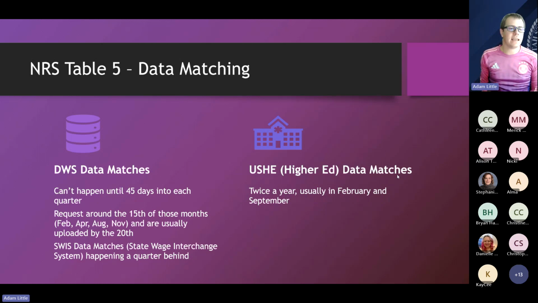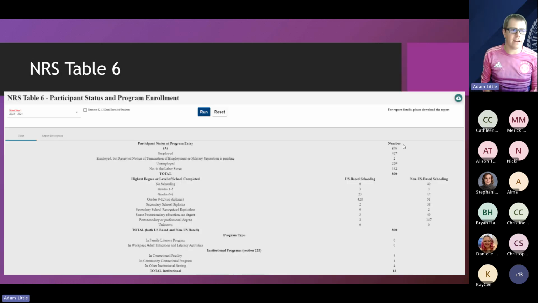I will be honest, table 5 is my most nightmarish report. It's the biggest report, the most detailed, the most confusing. So if you do have questions, I'm happy to help answer them. I have been dealing with NRS tables since I started, so I know them fairly well, and I'm happy to have conversations, definitions, that kind of stuff.